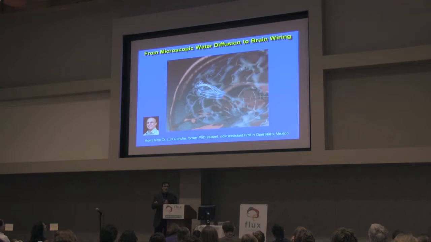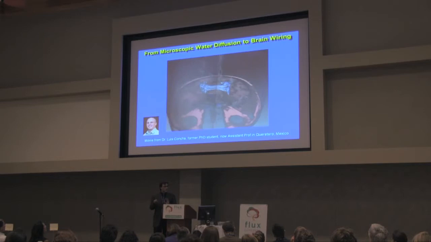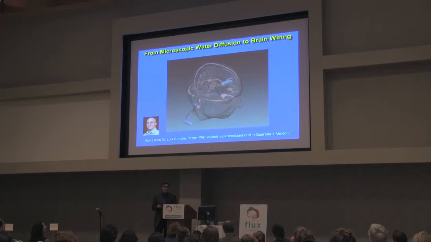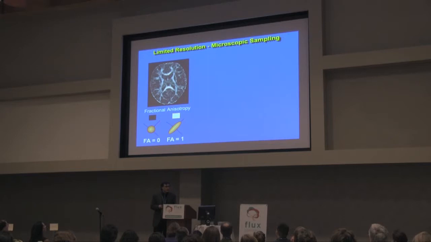And in this case, as we zoom out, we have the genu of the corpus callosum of my former PhD student, Luis Concha. So while we're measuring things on the micron scale, we're able to get all the way to tracts. The important thing to remember is it works the other way around as well. So here's a fractional anisotropy map, or FA map. That's what we're going to be primarily talking about as our main white matter metric today.